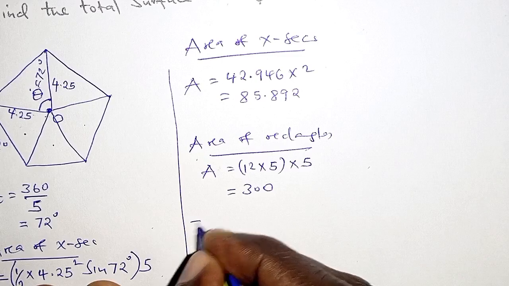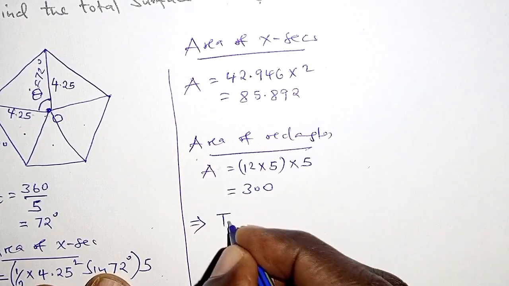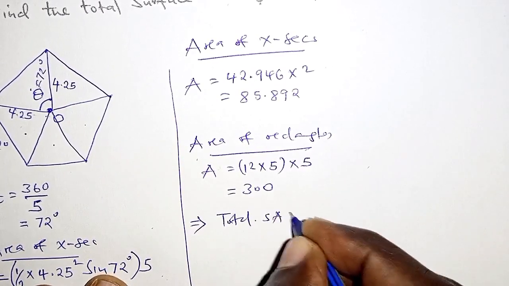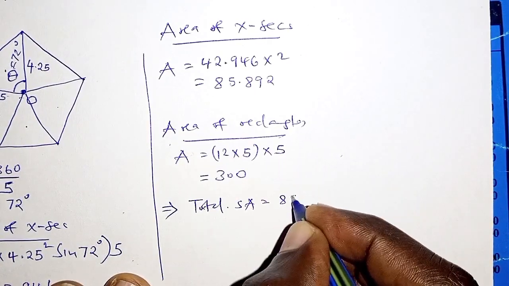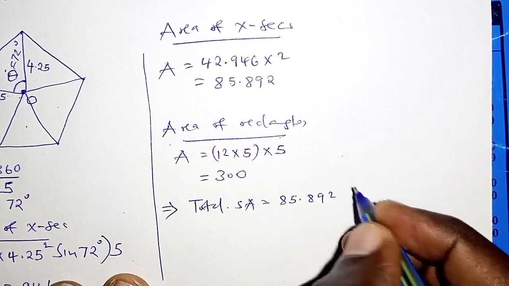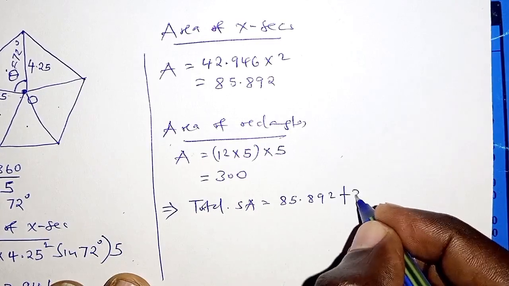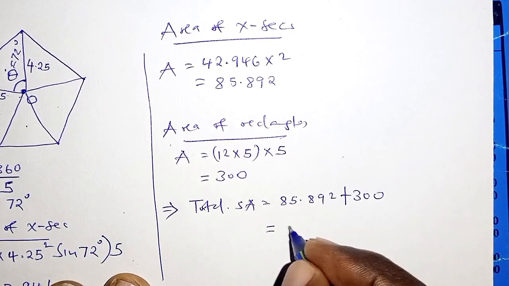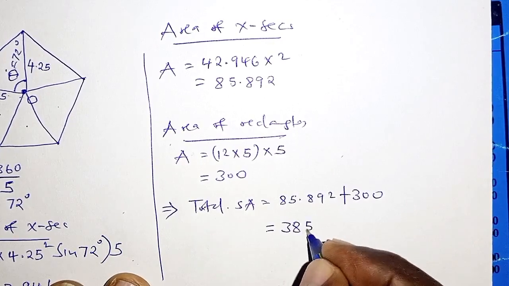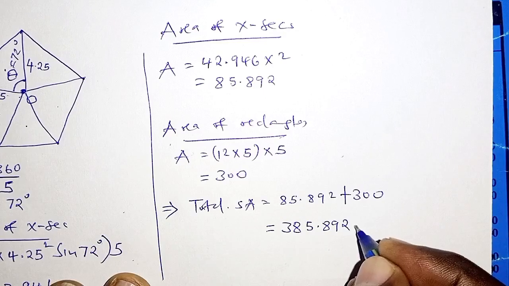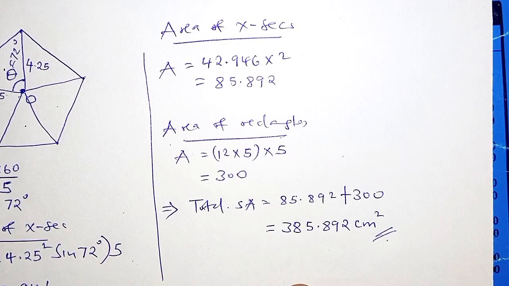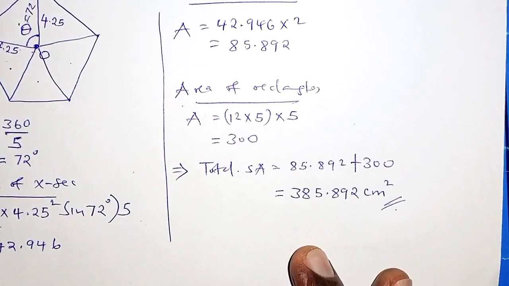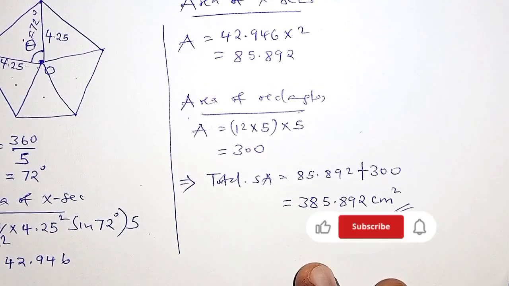And that therefore means that the total surface area will be the sum of all the areas, and that is 85.892 plus 300, and that should give us 385.892 square centimeters. And that is the total surface area of the prism as desired in this question. Now, that marks the end of the solution to this problem.